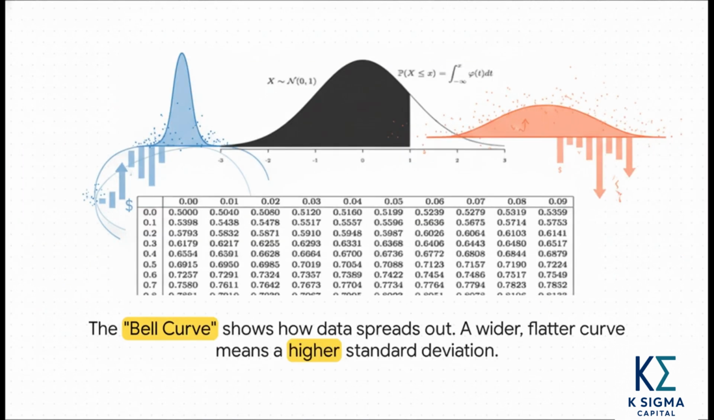And this classic bell curve gives us a great visual for this. See, a tight, tall curve means low deviation. Most of the results are clustered right there in the middle. But a wide, flat curve, that shows high deviation. The outcomes are spread all over the map. For a trader, understanding the shape of this curve is just fundamental to understanding risk.